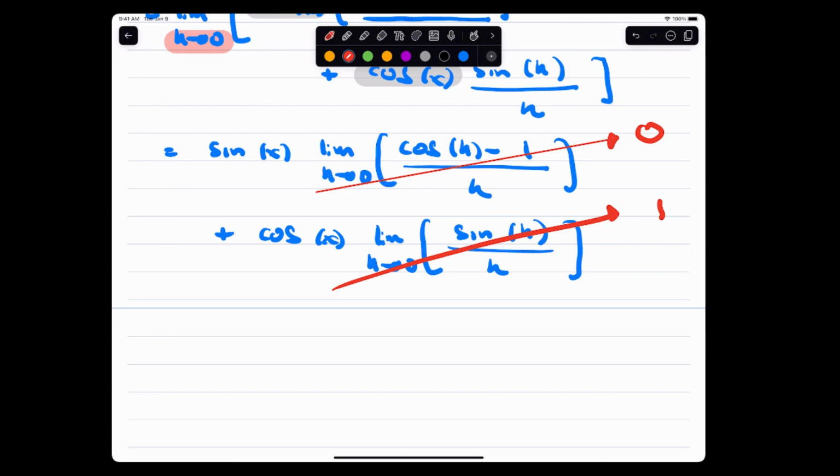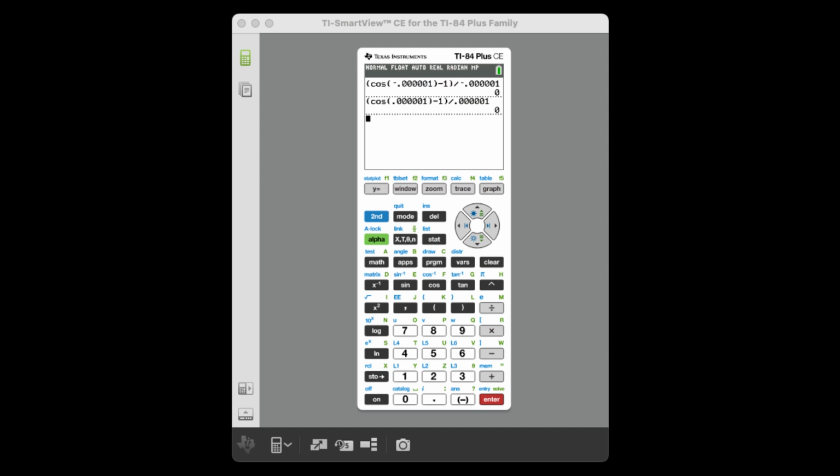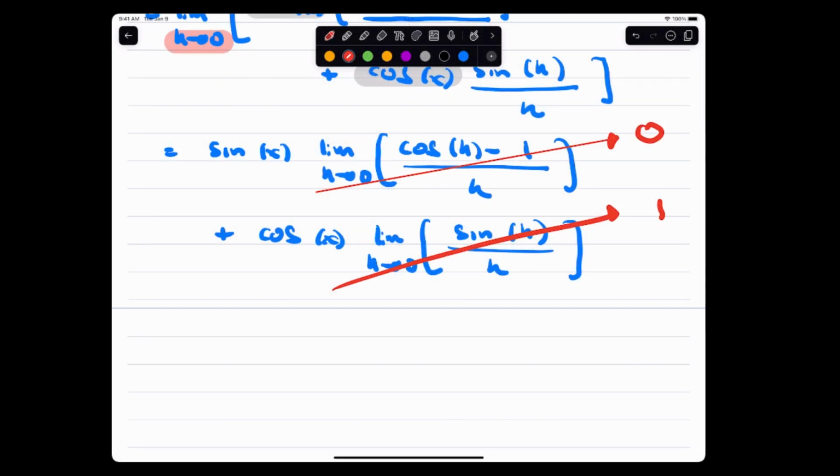Similarly, sine h over h around 0. Let's see what's going on. So, again, sine h over h. Sine of negative point, 5 zeros and a 1, close that, divided by negative point, 5 zeros and a 1. Oh, that's 1 from the left. And then you say, okay, what about from the right? Well, now it's positive. Sine of point, 5 zeros and a 1, divided by point, 5 zeros and a 1. Here we go. Left side goes to 1, right side goes to 1. What does that mean about the limit? It's 1. There we go.